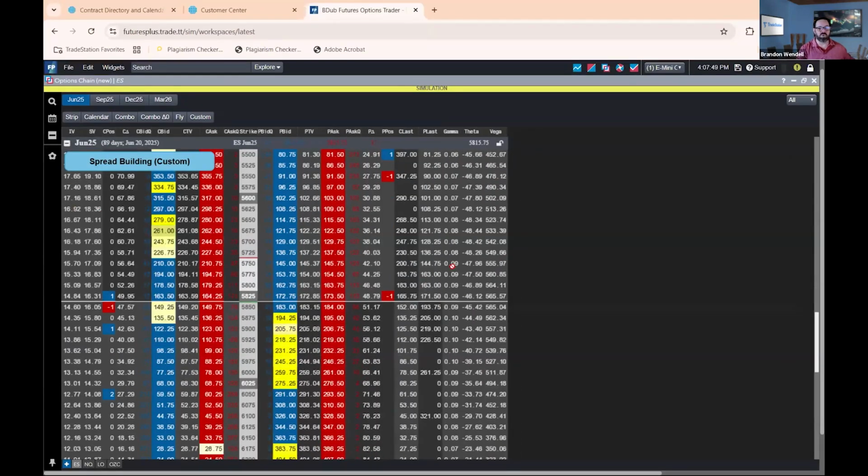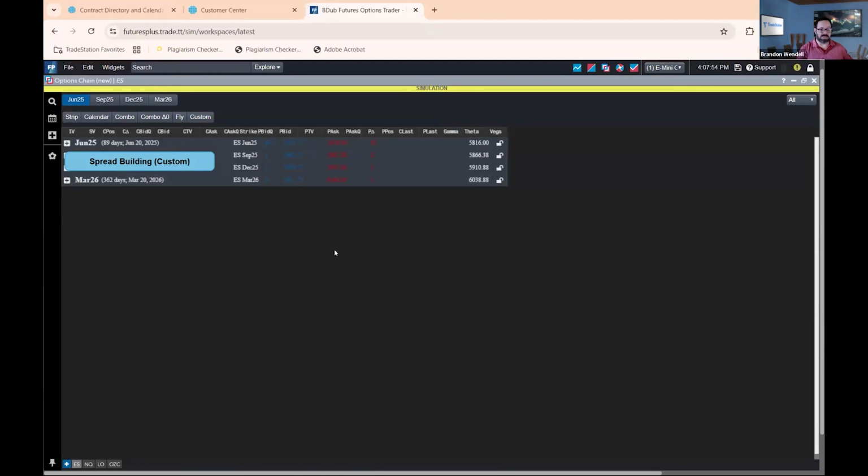Basically, we have two expiration dates to deal with. There we go. You can see we've got June, September, December, March. And then it also shows you right here, June, September, December, March. We have two expirations. We have the expiration of the futures contract, and we have the expiration of the options on those futures. Sometimes they're the same.